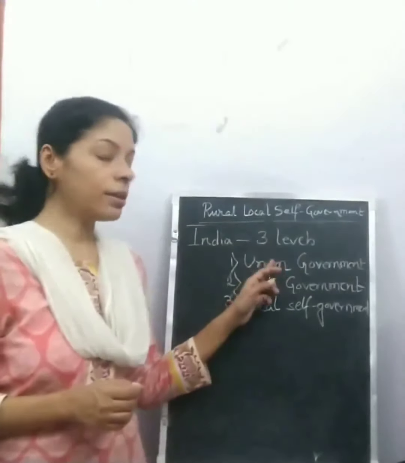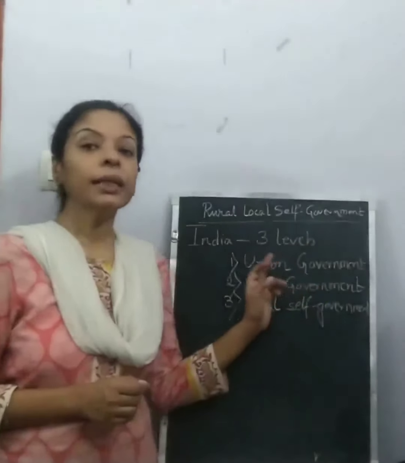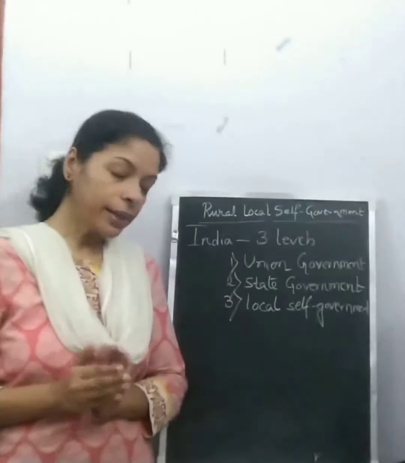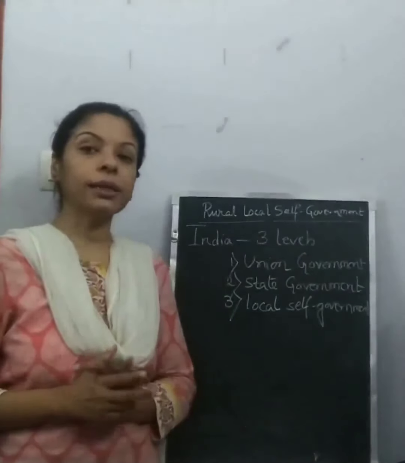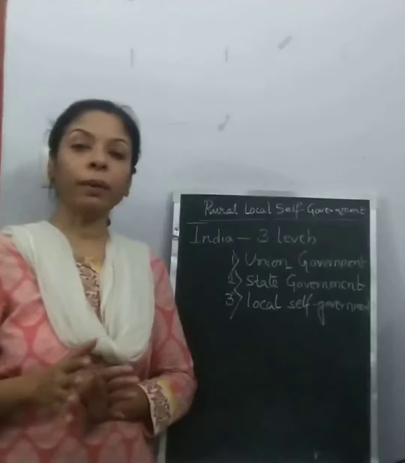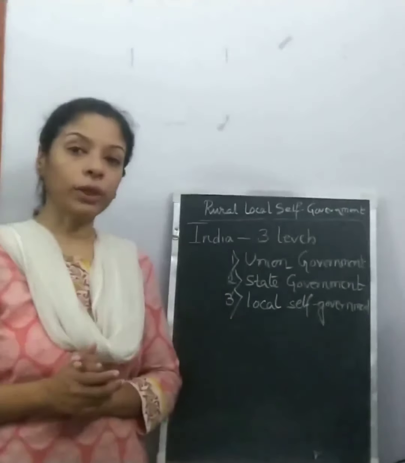The first level is the union, also known as the central government. The union government makes laws for the whole country. That is, the laws that the union government makes are meant for all the people living in India. It is for the whole of the country.